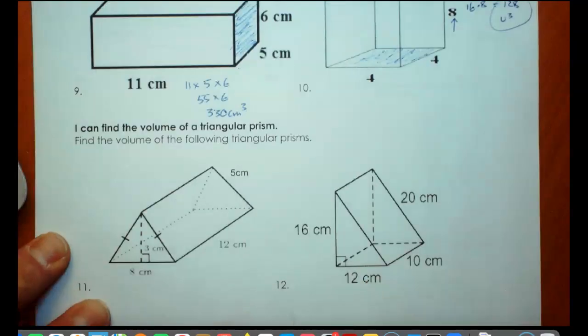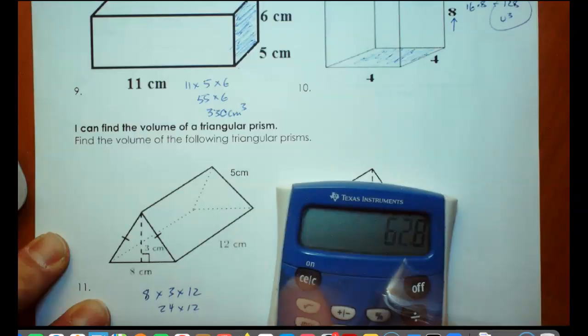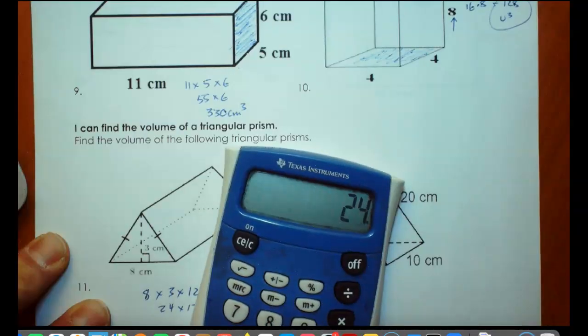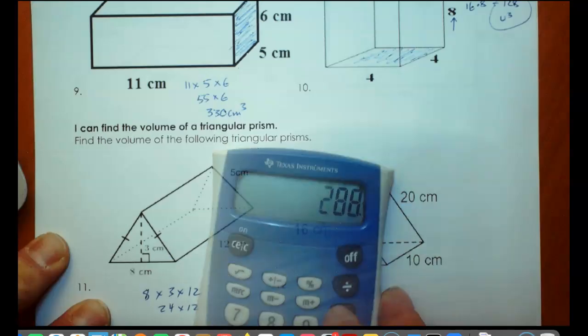Triangular prisms. Well, once again, you can use that same formula that you used up here. You just multiply the length times the height times the width. 8 times 3 times 12. This is 24 times 12. I think it's 288. 24 times 12. Yep, 288.